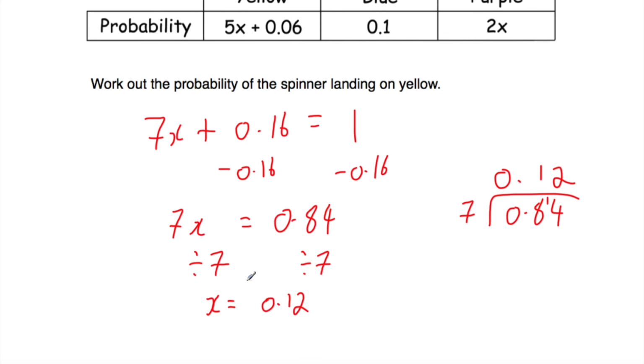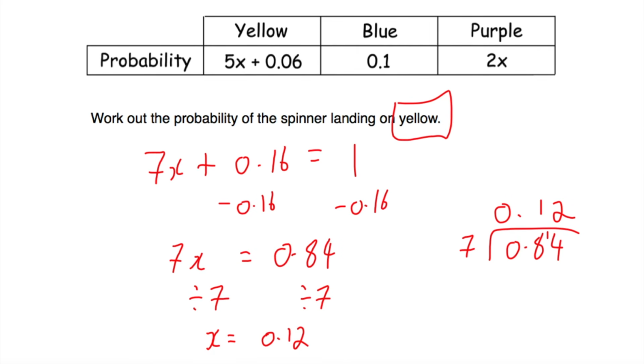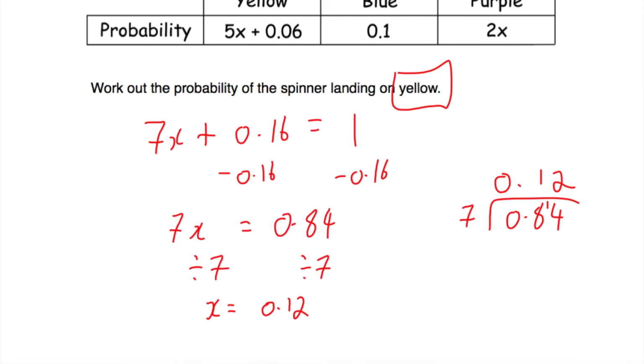So that's fantastic. We've now found what x is. We can now find the probability if it landed on yellow, because that's 5x plus 0.04. So 5 times 0.12, it's a calculator question, so we can just type this into our calculator. We can just do on a calculator 5 times 0.12 plus 0.06. And when we do that, we get an answer of 0.66.